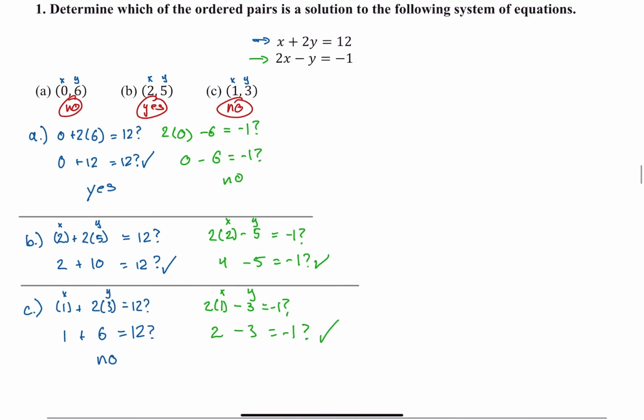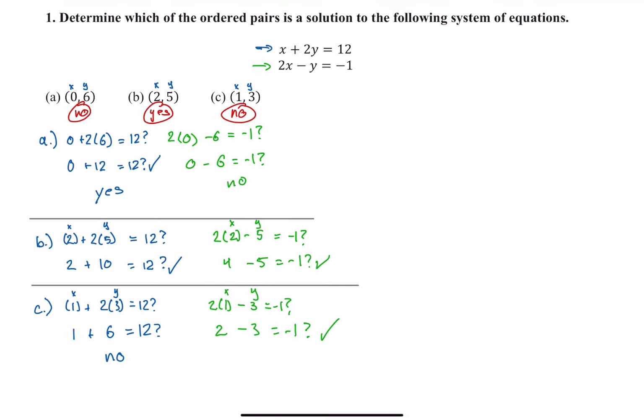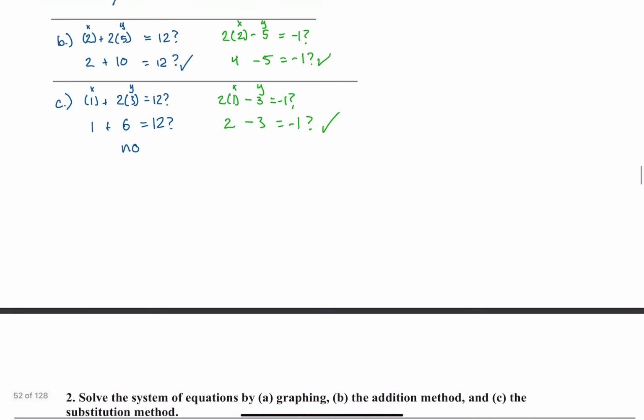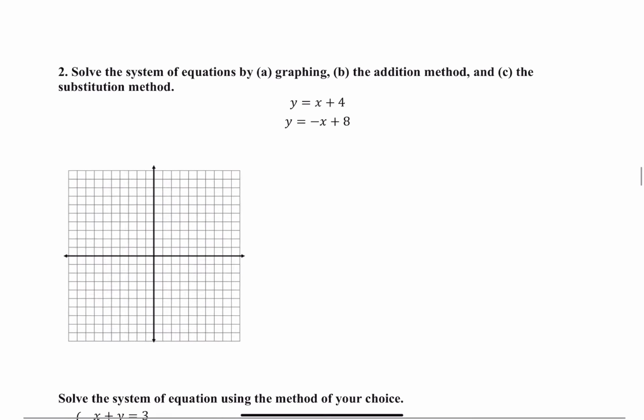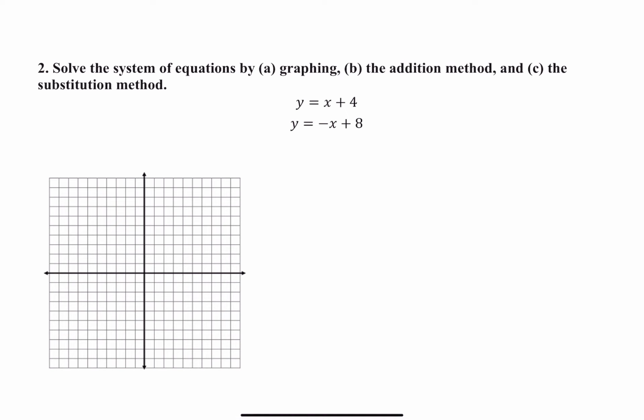All right. So now that we know how to check if something is a solution, that's a little bit tedious because it's just trial and error. If we needed all the solutions, we have 3 different methods that we can use: the graphing method, the addition, or sometimes called the elimination method.